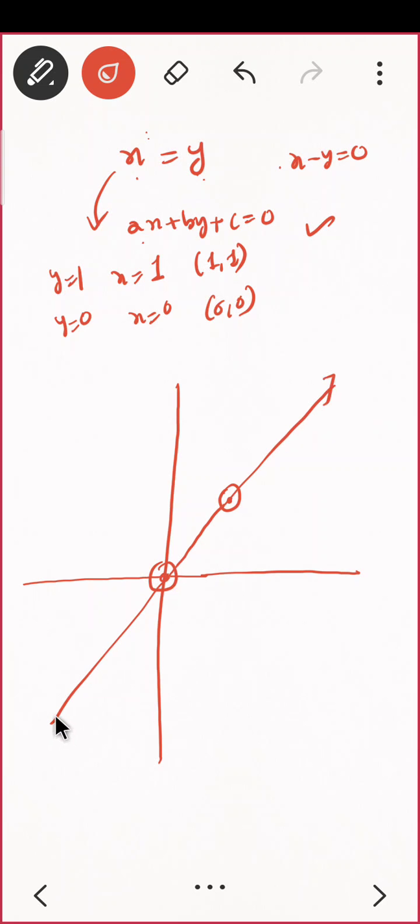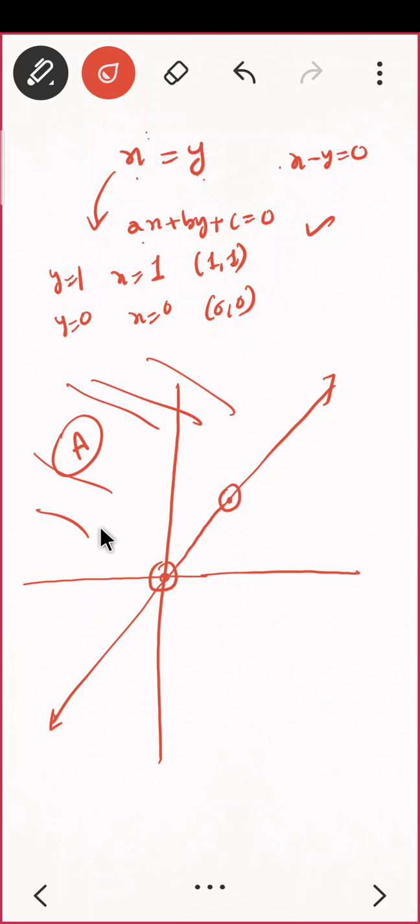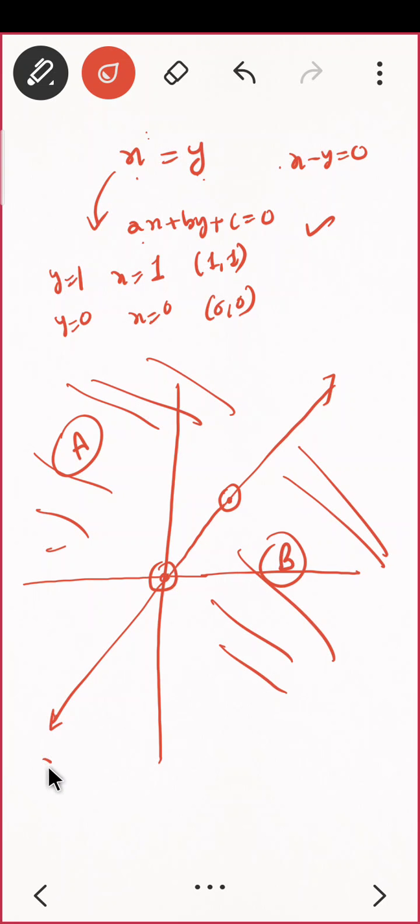Now my question is that I'm naming this region as A, this side region I am naming as A, and this side region I am naming as B. Okay. Now I gave you two inequalities, x less than or equal to y and x greater than or equal to y. Which of them is A and which of them is B? First of all, is it clear? This was a straight line.